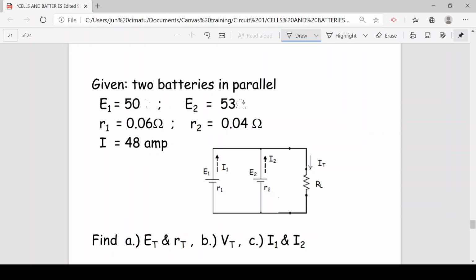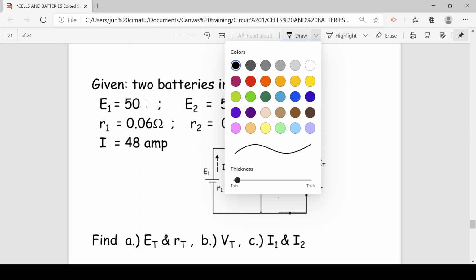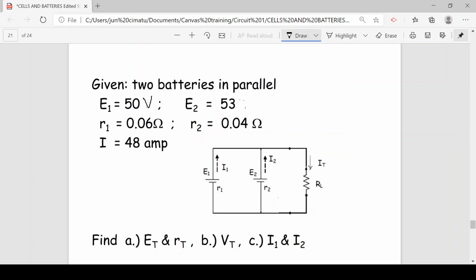So we have E1 equal to 50 volts and E2 equal to 53 volts. I will approach this purely using the equation derived from the previous discussion regarding batteries. But I sub O, the circulating current, would be calculated from the formula derived.